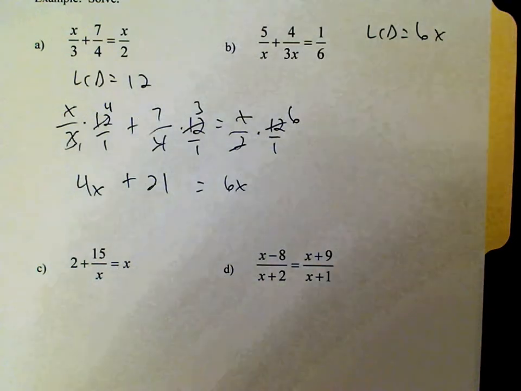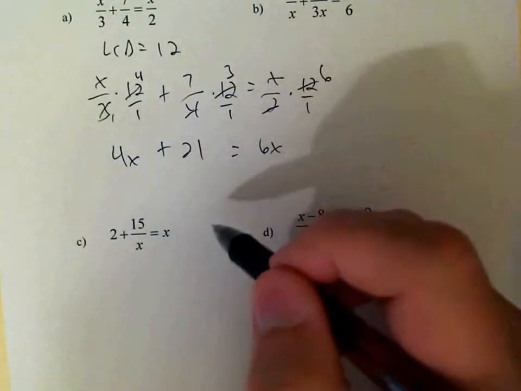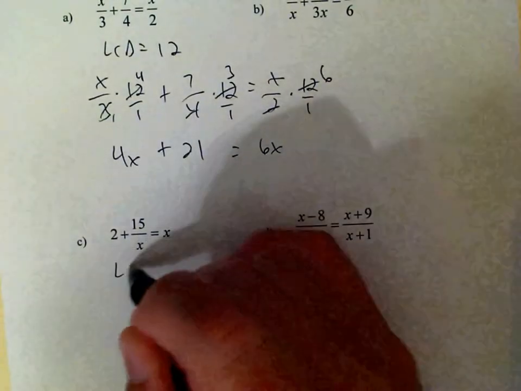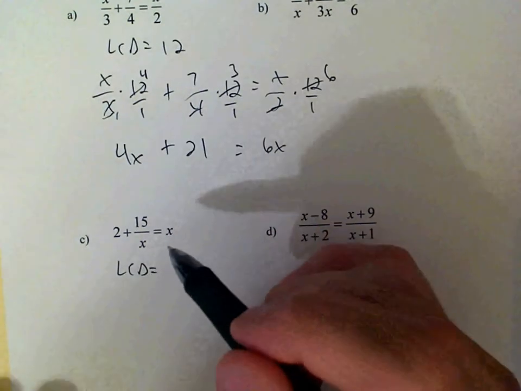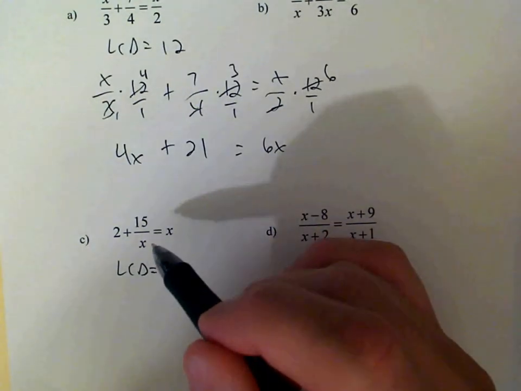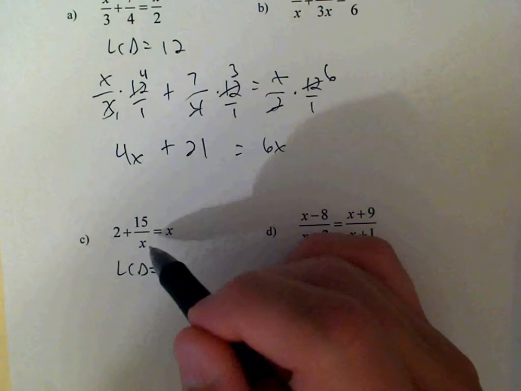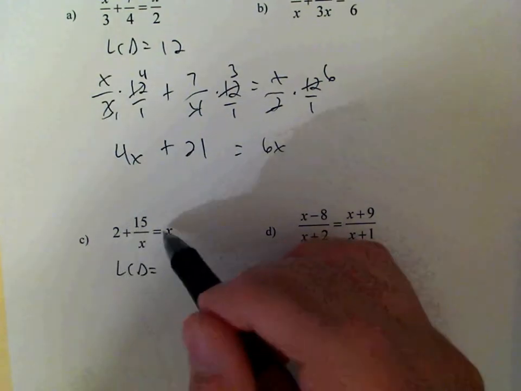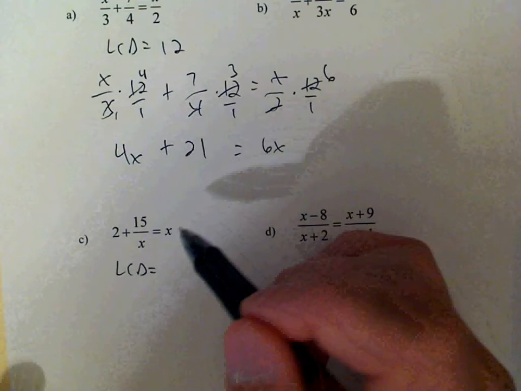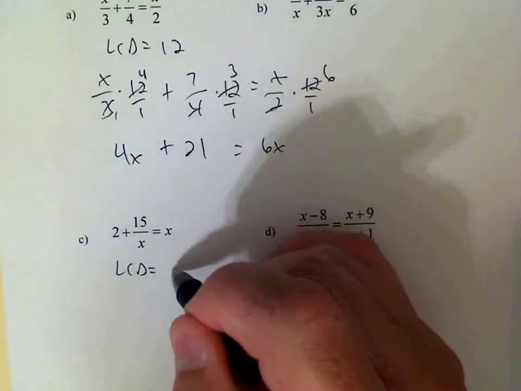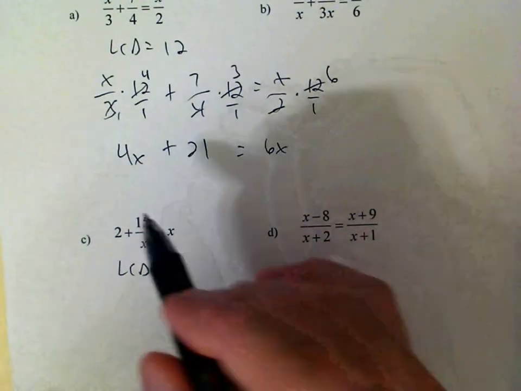I don't know. Let's start with the LCD. That's where it all begins. Now, anytime you only have one fraction, that means your LCD is always that single denominator. The reason being because that 2 is over 1, the x is over 1. 1 divides into anything, x divides into itself, so therefore the LCD is x. So I'm going to do the same process.